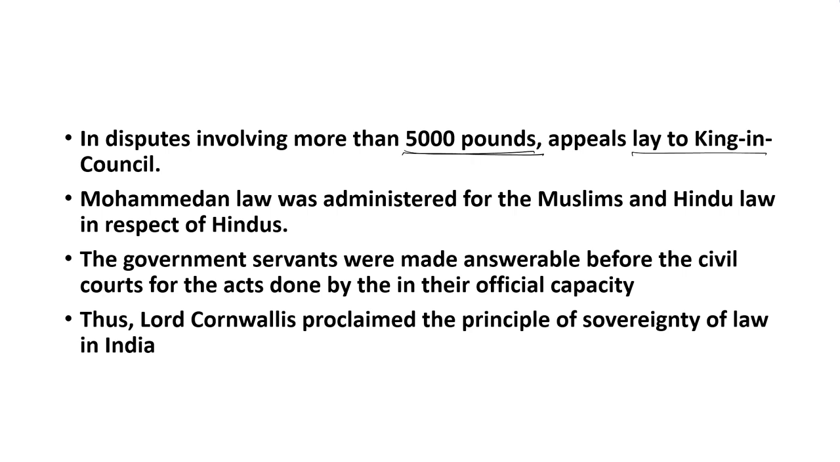In criminal cases, as it was during the period of Warren Hastings, Shariat law was administered. But as far as civil cases were concerned, for the Muhammadans, Muslim law or Shariat law was made applicable, and Hindu law was administered for the Hindus in the administration of civil justice. It was the same as during the period of Warren Hastings. For the administration of criminal justice, for both the Hindus and the Muslims, Muhammadan law was made applicable. For the administration of civil justice, Hindu law was made applicable for the Hindus, and Muhammadan law for Muhammadans or Muslims.